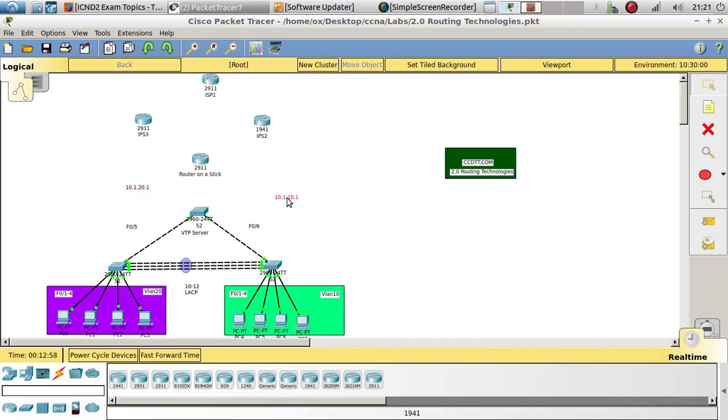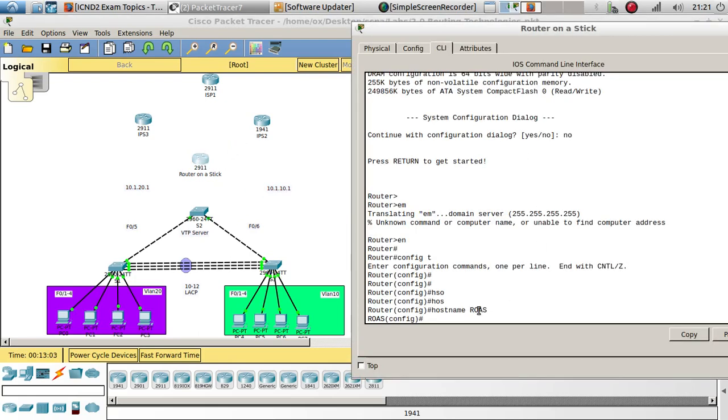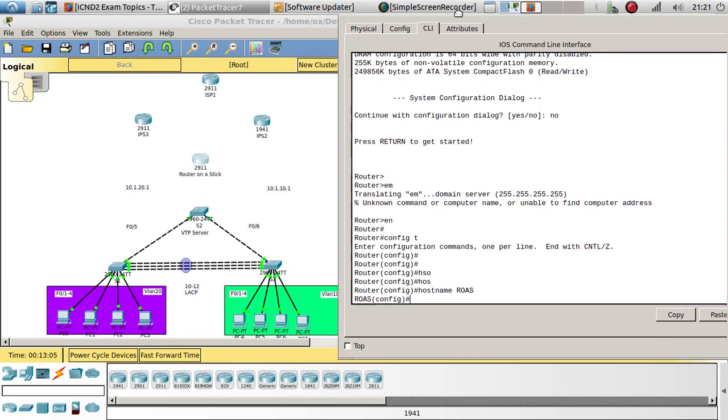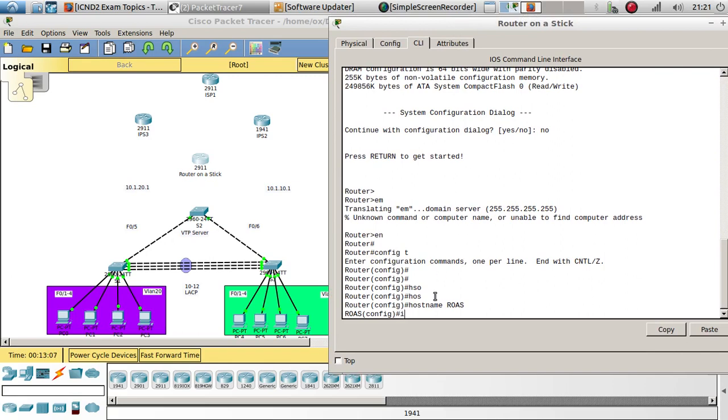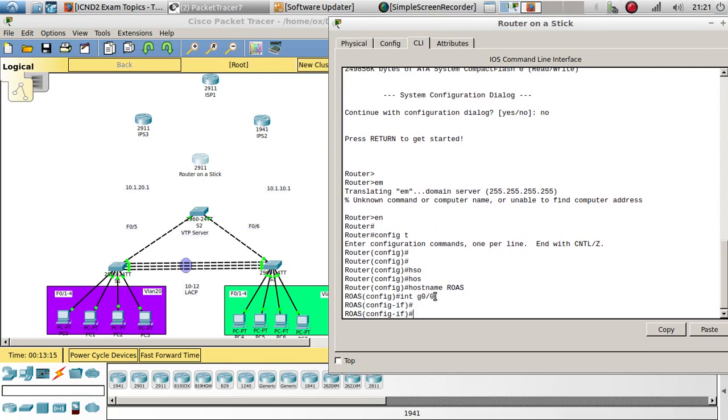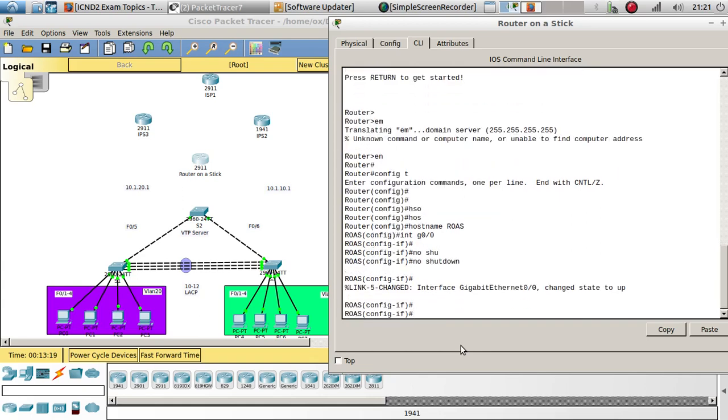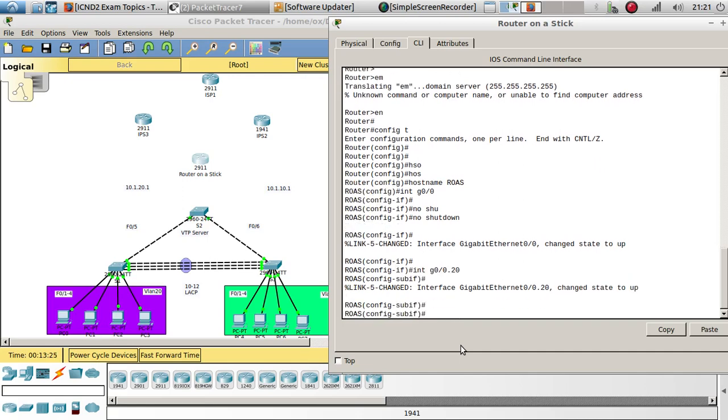Okay, so now let's go ahead and configure router on a stick on this router. The first thing that we need to do is go to interface. We're going to put on gigabit 0/0. Let's do the no shutdown, right? And then let's go to this interface, and we have to configure the first sub interface. The first one is going to be for VLAN 20.